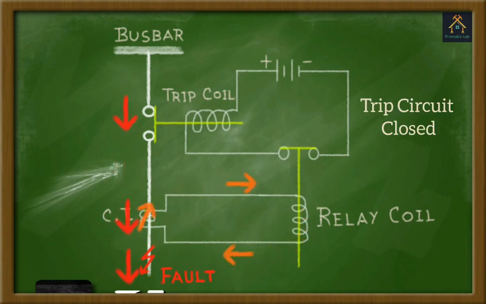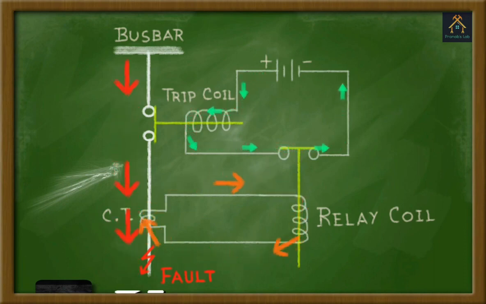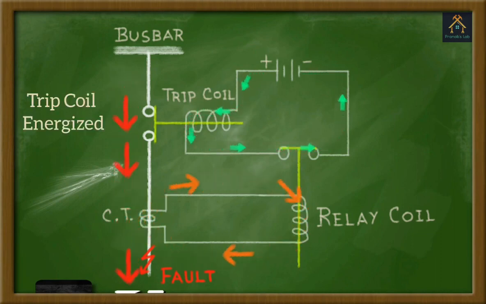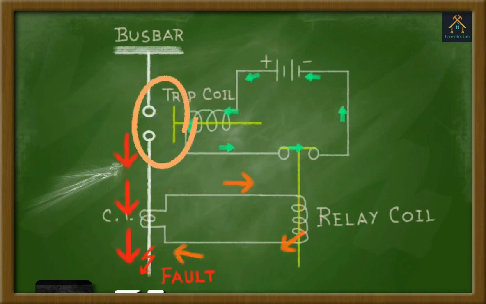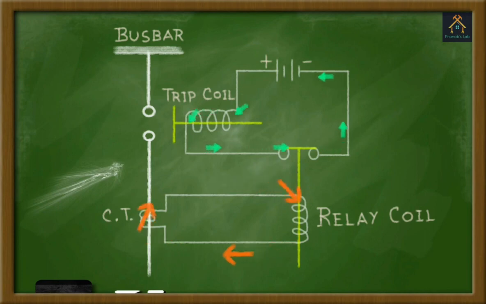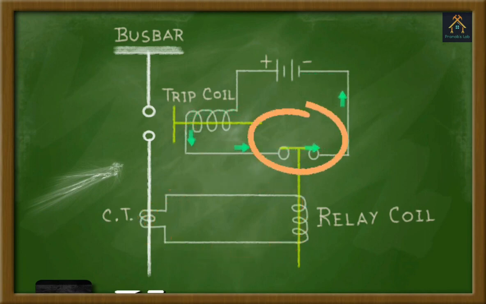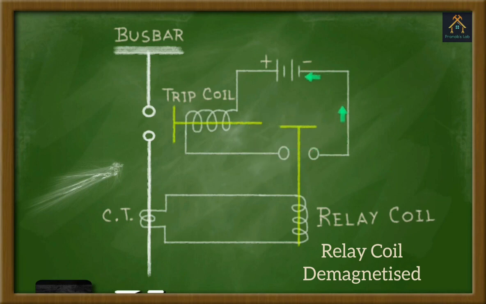The plunger will close the trip circuit and a current will be flowed through the trip coil. By flowing normal current through the trip coil, it gets energized. As a result, the trip coil plunger will be attracted, and finally the circuit is opened with the opening of the circuit breaker. As a result, the CT and relay coil will sense no current. Then the relay coil is de-energized and it releases the plunger.